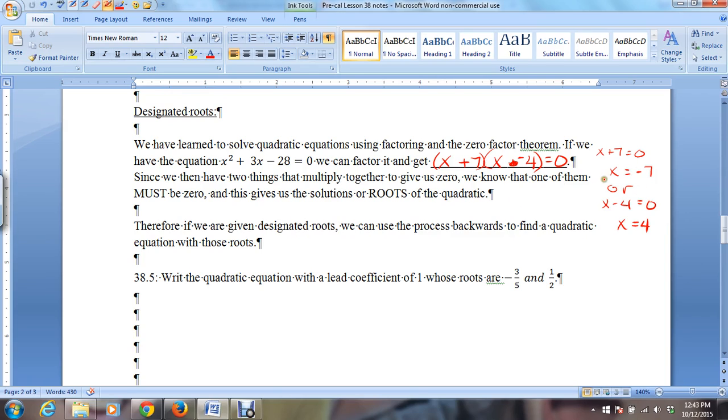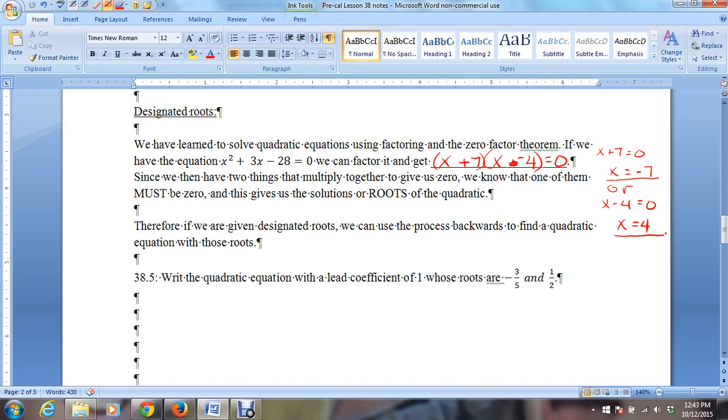Just remember, these are called roots. They're called solutions, they're called roots of the equation. So if we're given designated roots, we can just use the process backwards and find the quadratic equation that those roots would solve.